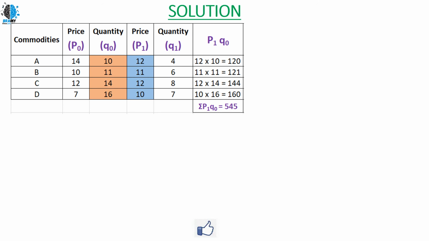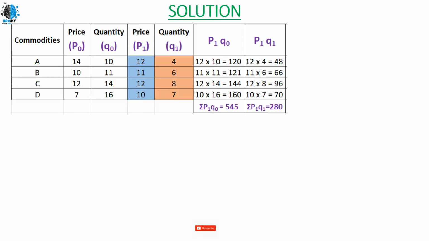This is my first column, P1 Q0. Here I am going to calculate P1 Q0. It is highlighted here, Q0 and P1. I am going to multiply these, and at the end I am going to do the summation. The summation value I have is 545. Next I have P1 Q1. I multiply these two and get the summation value 280.